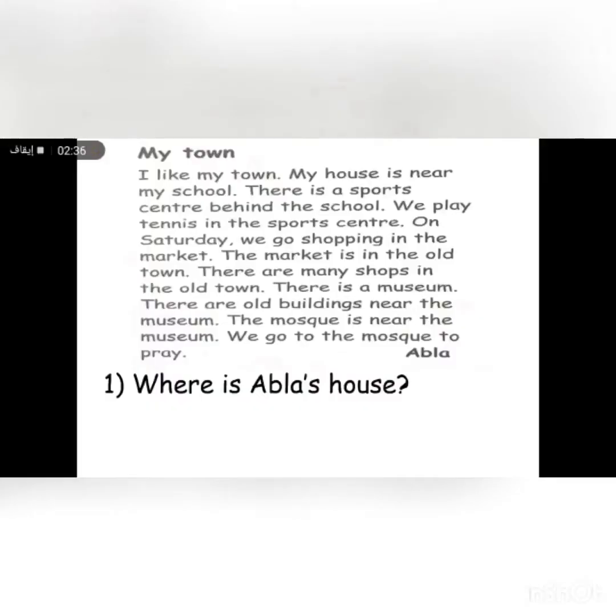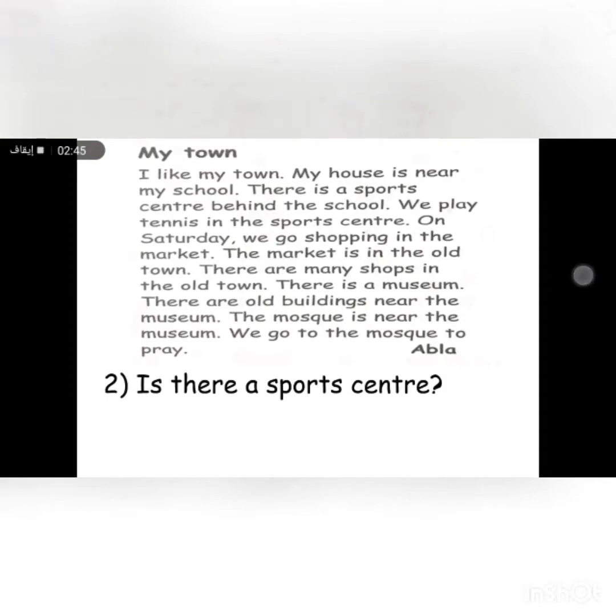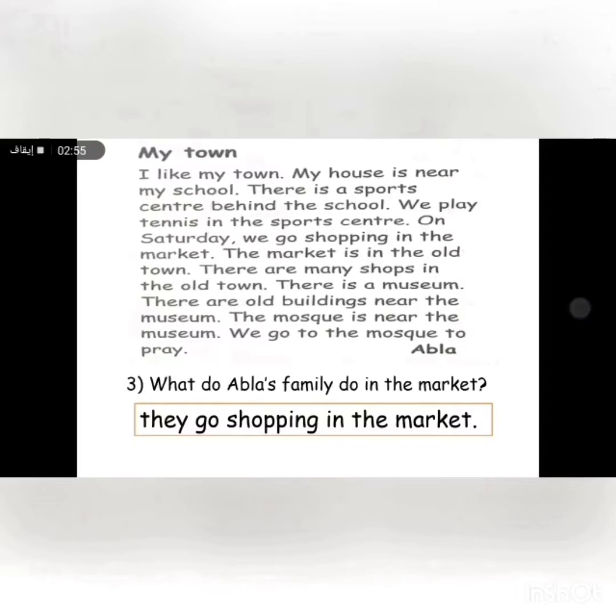Question number one. Where is Abla's house? Near her school. Very good. Number two, is there a sports center? Yes, there is. Question number three, what do Abla's family do in the market? They go shopping in the market.